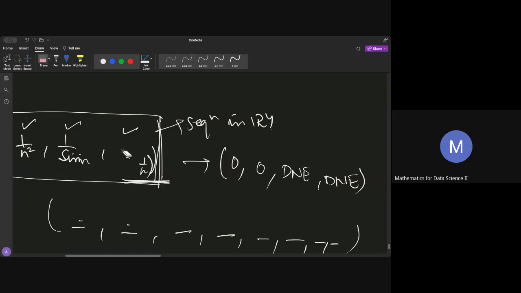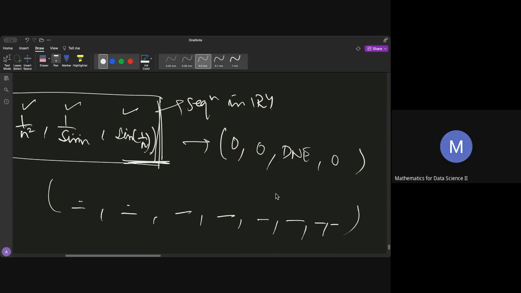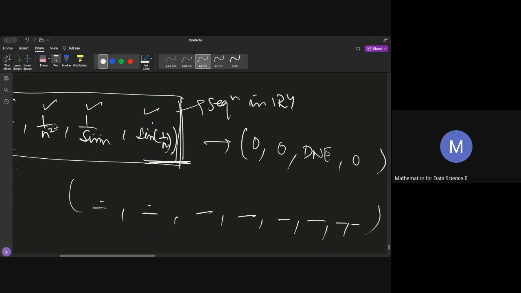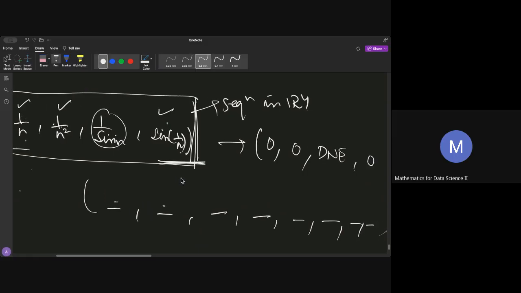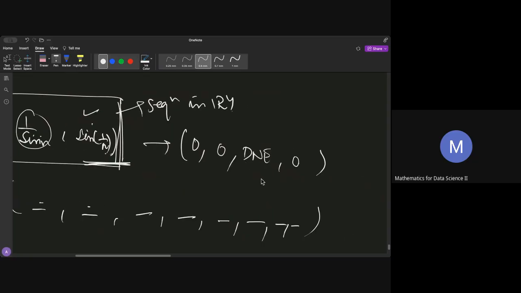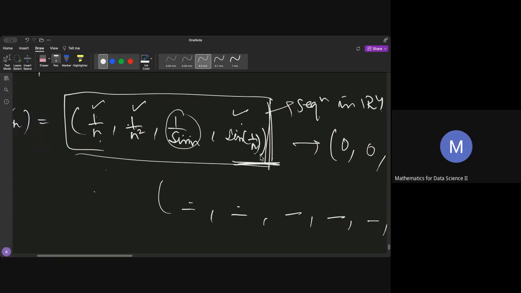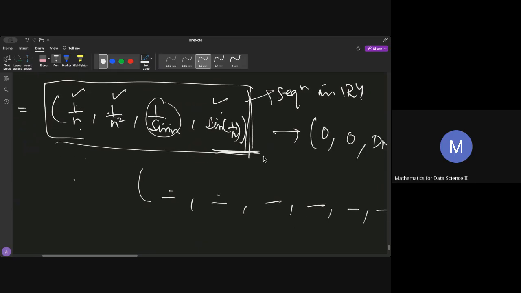Or let me simply take, what's better, sine 1 by n. Now the limit of sine 1 by n is 0 again, right? So the limit of this exists, this exists, this exists. Only the limit of this does not exist. This is a problem. But even if one of the limits does not exist here, that means the limit of this entire tuple sequence does not exist. Is that okay?